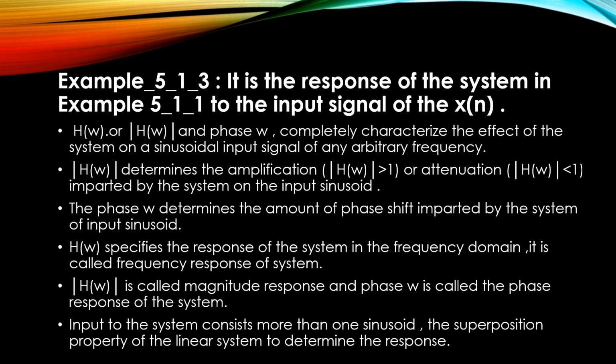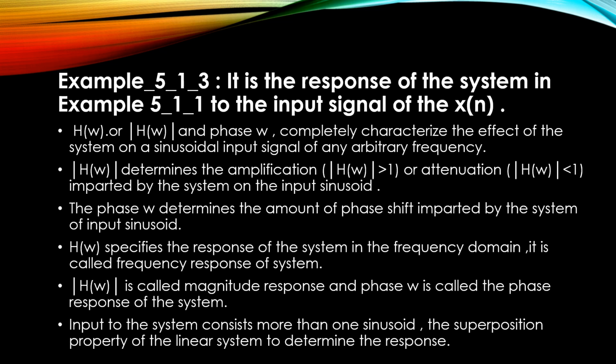Magnitude of H of omega determines the amplification, magnitude of H of omega greater than 1, or attenuation, magnitude of H of omega less than 1, imparted by the system on the input sinusoid. The phase of omega determines the amount of phase shift imparted by the system on the input sinusoid. H of omega specifies the response of the system in the frequency domain. It is called the frequency response of the system. Magnitude of H of omega is called the magnitude response, and phase of omega is called the phase response of the system.